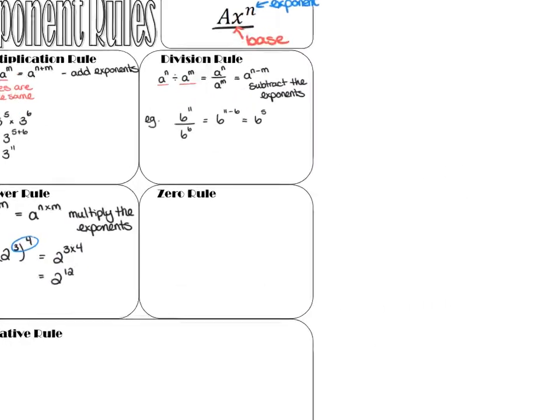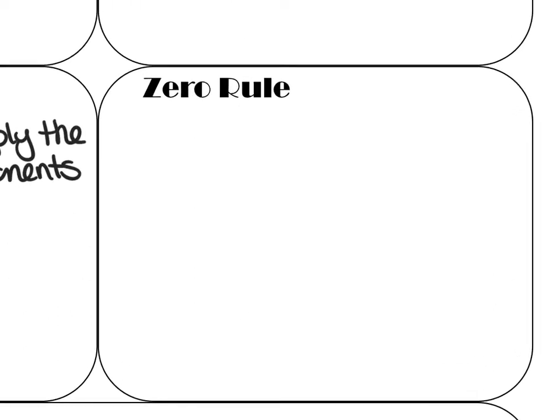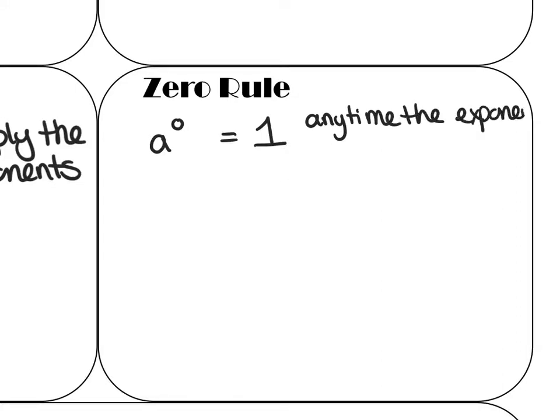Moving over to the zero rule. It's one of my favorite rules, but people tend to get it wrong a couple times, so please be careful. Anything that has the exponent of 0 is always going to equal 1. So anytime the exponent is 0, the answer is 1.